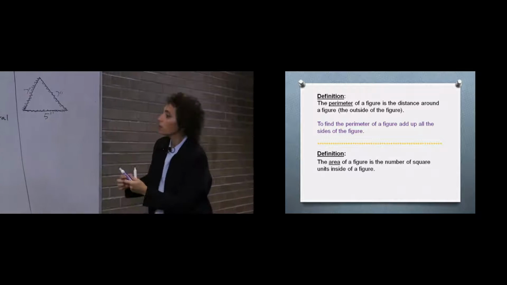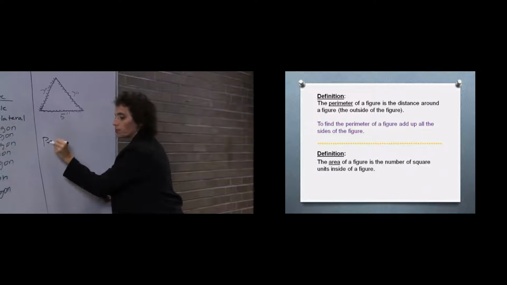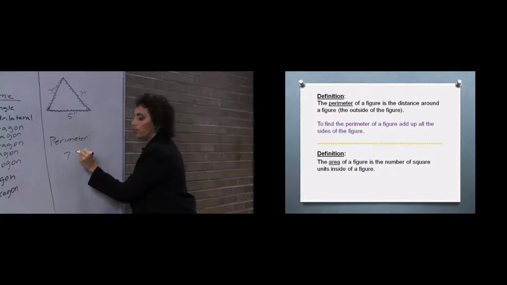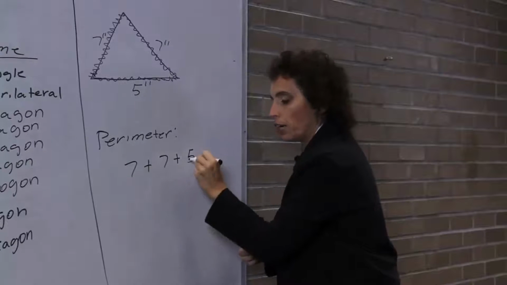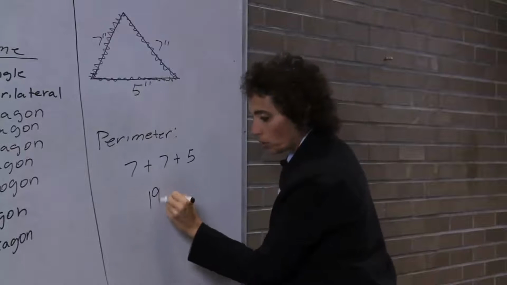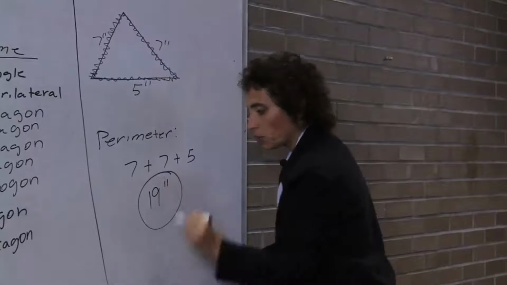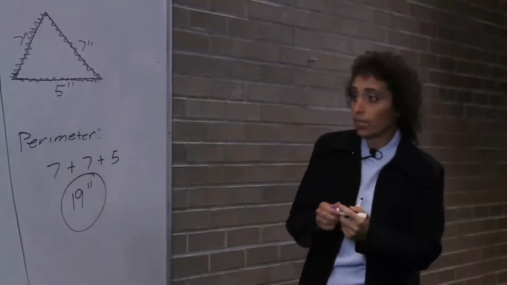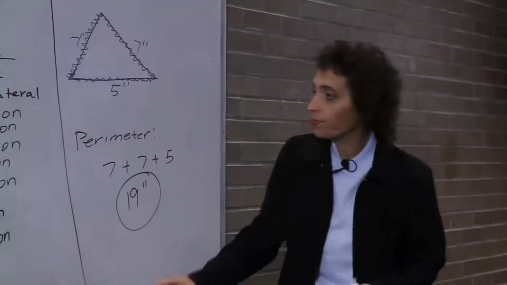So my perimeter is to add up all of these sides. So it's 7 plus 7 plus 5, which is 19. So the perimeter of this triangle is 19 inches. Pretty easy. Okay, now let's deal with a rectangle.